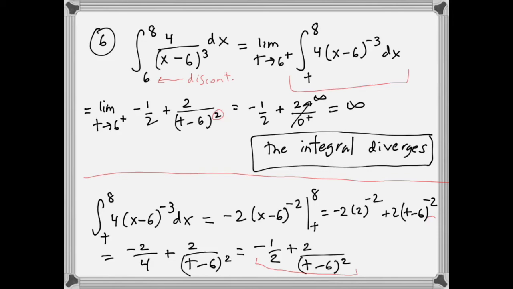Let's do another one. This will be number 7. Let's do the one that I posed at the very beginning of the lesson, now that we understand the approach. So we're going to do the integral from 0 to 3 of 1 over x minus 1.